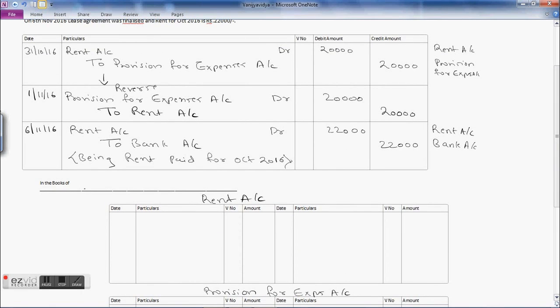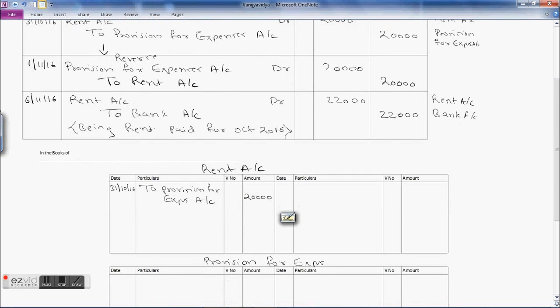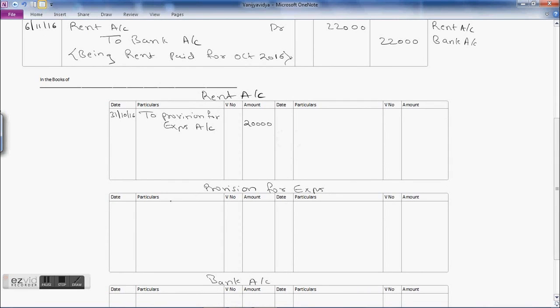Okay, rent account debit, first entry, 31/10/2016 to provision for expenses account, amount is 20,000. Then in provision for expenses account, we have to put the entry 31/10/2016 by rent account 20,000. At the end of the month we need to close the books, close the ledger account.